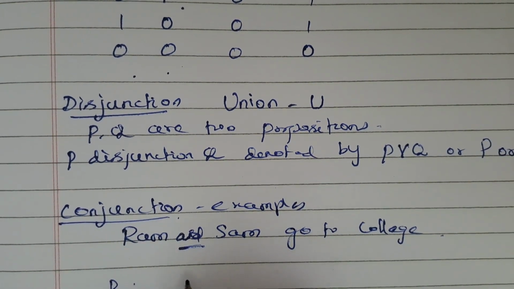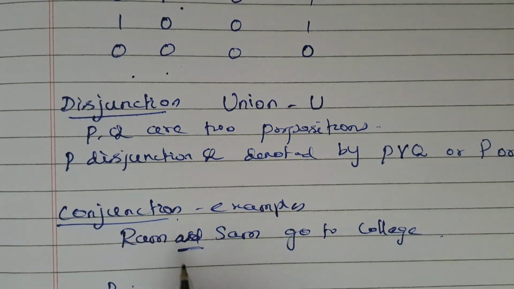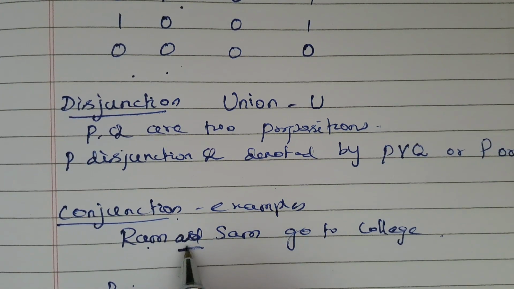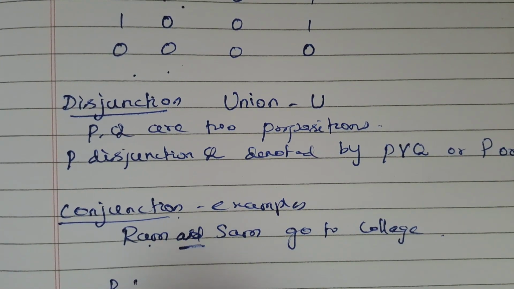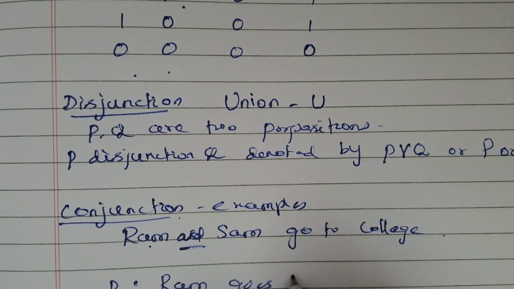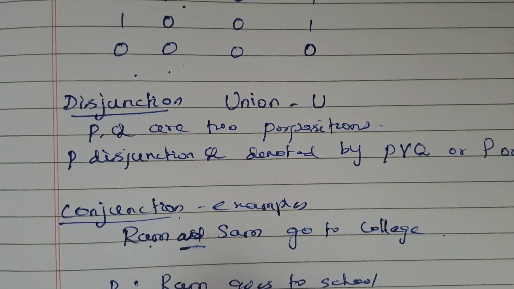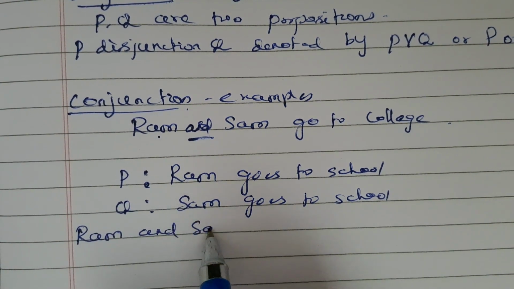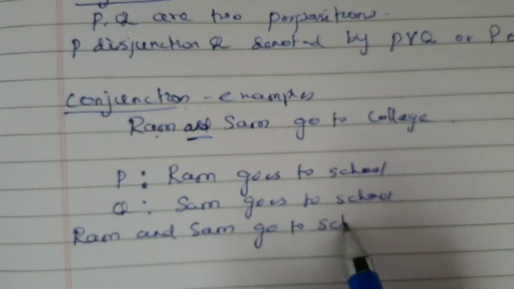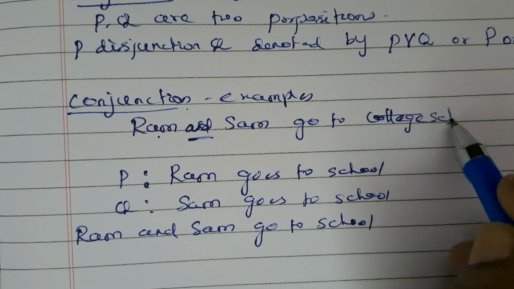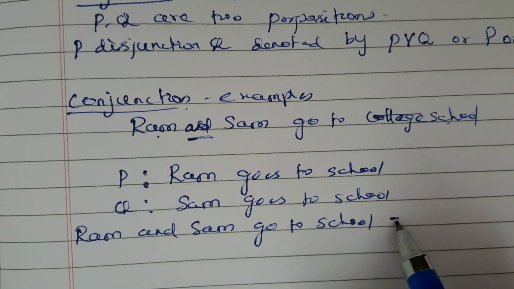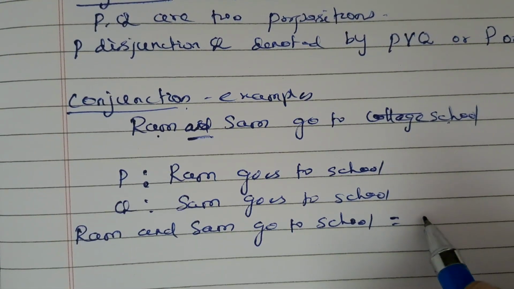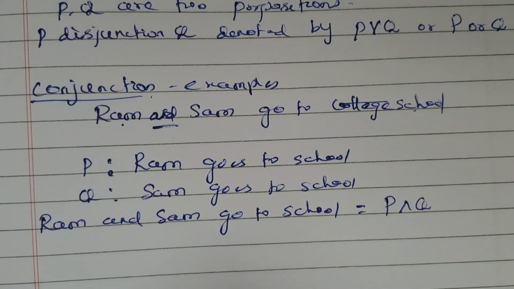Because usually people will do P, Ram and Sam go to school, that's all. It is not like that, because Ram goes to school is one statement, Sam goes to school is another statement. And is the conjunction. So we have to define it like this. P, Ram goes to school, and Q, Sam goes to school. Then Ram and Sam go to school. Sorry, I was saying college. Go to school implies, when you write it in symbols, P and Q.